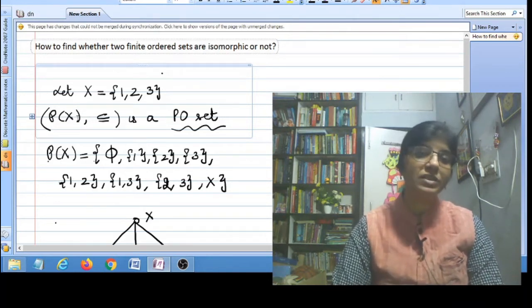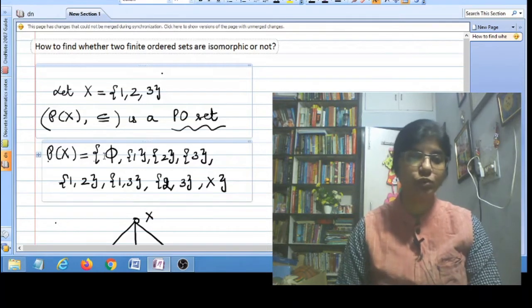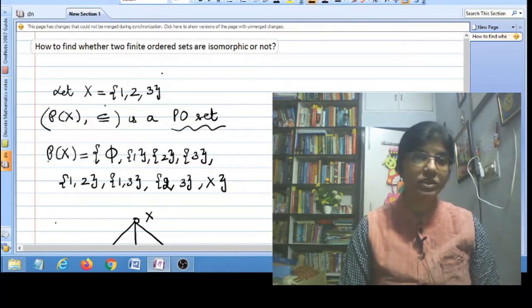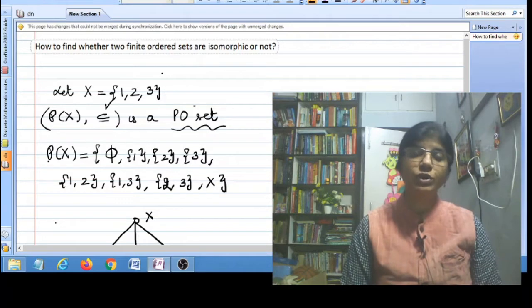And we know that the power set of X with respect to the inclusion relation, this we know is a PO set. So that we already know.